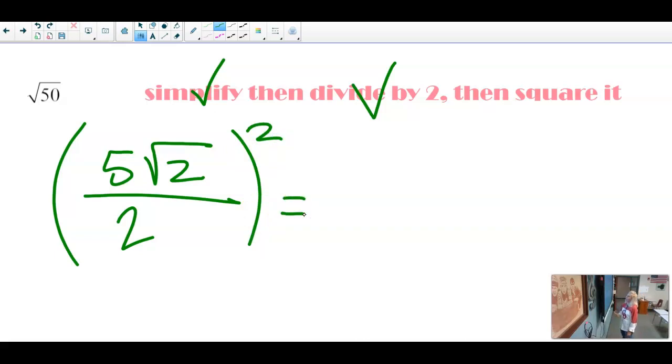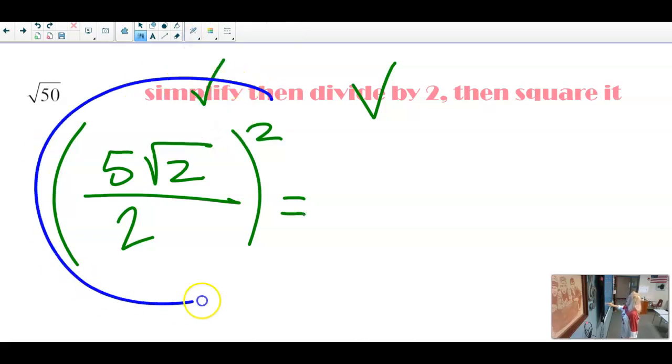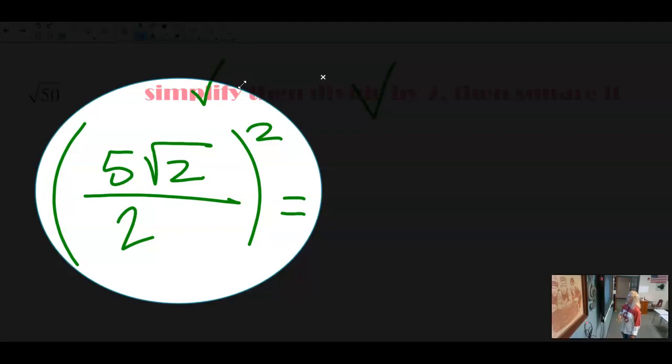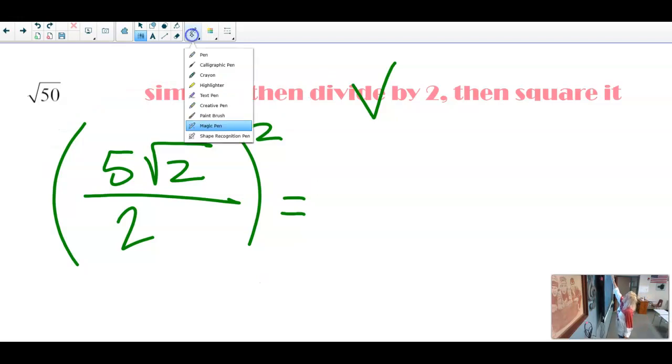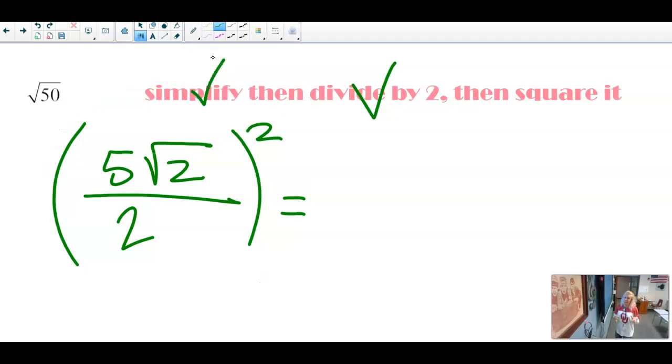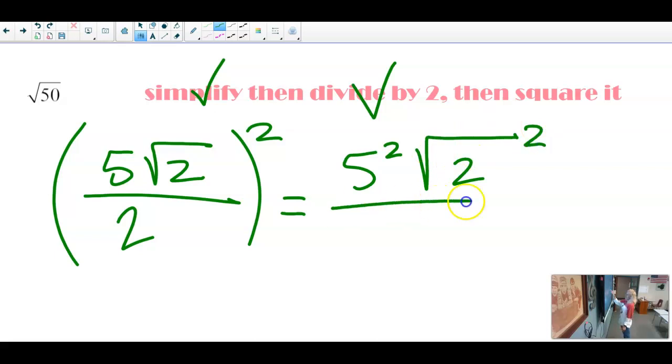So please remember that this is really just one term, y'all. There is not any plus or minus at all in this expression. This is one single term, which means that the 5, the square root of 2, and the regular 2 in the denominator are all going to get that exponent. So the 5 gets squared, the square root of 2 gets squared, and the denominator gets squared.